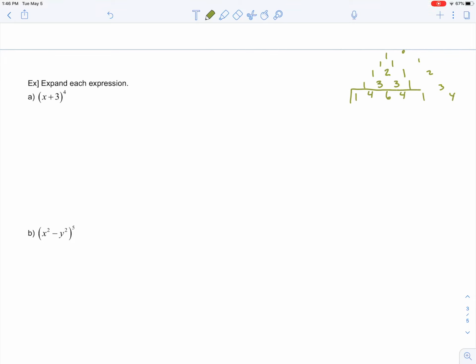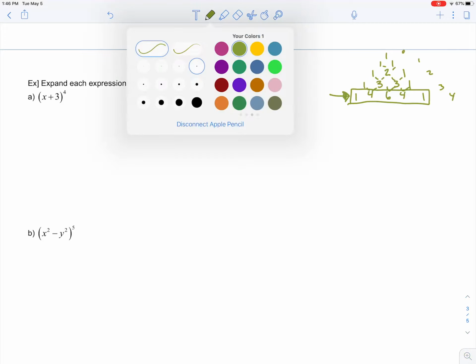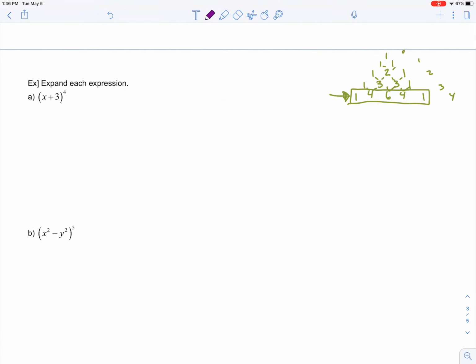So these are the numbers that we need as our factors in front of our terms. All you do to make this is you add terms to get the number underneath it. So that's a little tool called Pascal's triangle you can use. I'm going to use 1, 4, 6, 4, 1 as factors. Now I'm going to write out every single step so we can see what my terms look like.